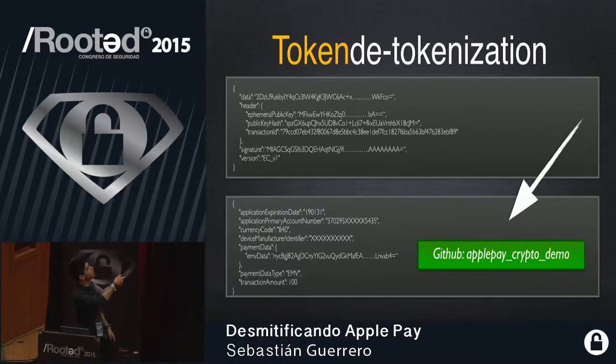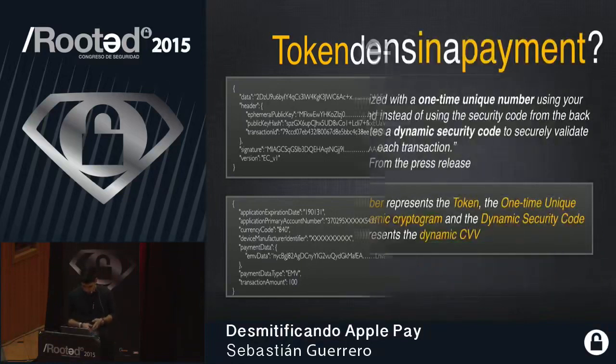Here you'll see the token I mentioned before: data, the header, the version, and the signature. If you go to this project on GitHub and swipe, you'll get all the data from the user. It's the very first delicious meal for you to recover this information.